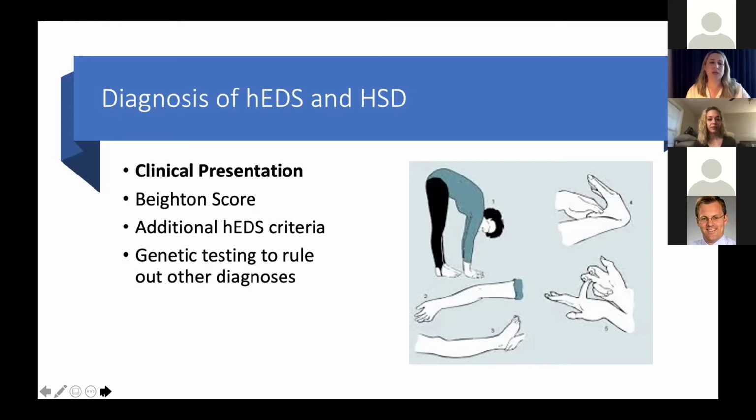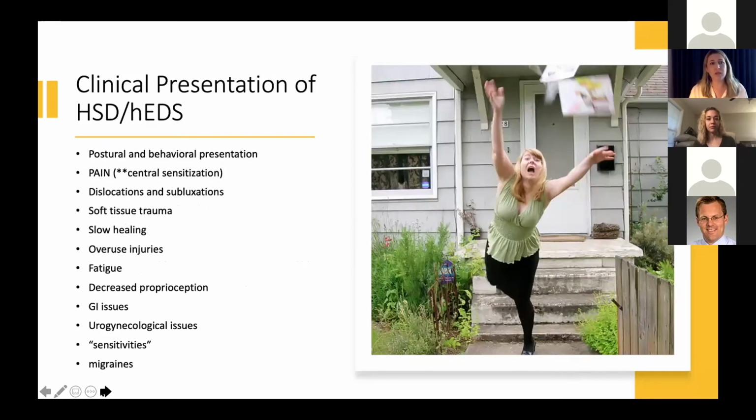I'm not going to get into the large criteria for EDS here. You can look that up. There are lots of different pieces that go into a full clinical diagnosis of true EDS. But when you're thinking about just a clinical diagnosis of hypermobility spectrum, we're really going to focus a lot on what we see in the patient sitting in front of us. And that's going to be a lot of these things.